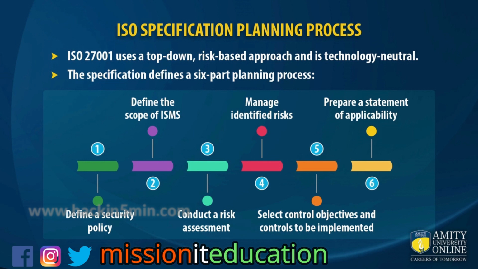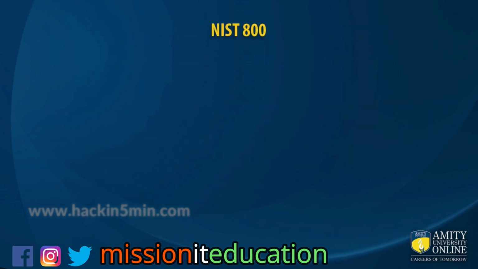What all happens in these six parts, I will not be going into at this point because it's basically an introduction, and all that will be covered in the modules where we'll be covering ISO in detail. For the time being, just know what ISO is. It includes a specification, the ISMS, and what it basically is. That's enough for the time being. Then let's come to NIST 800.